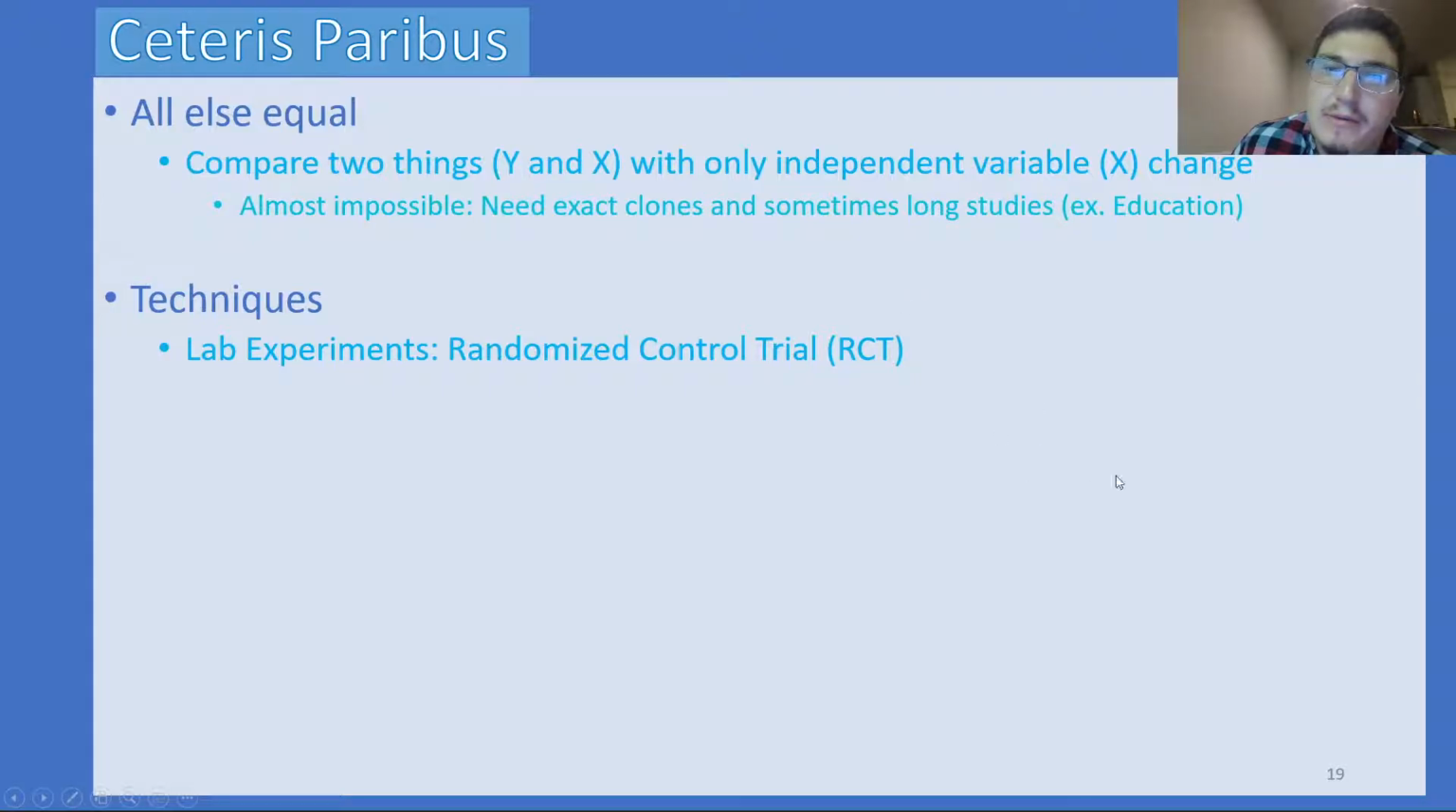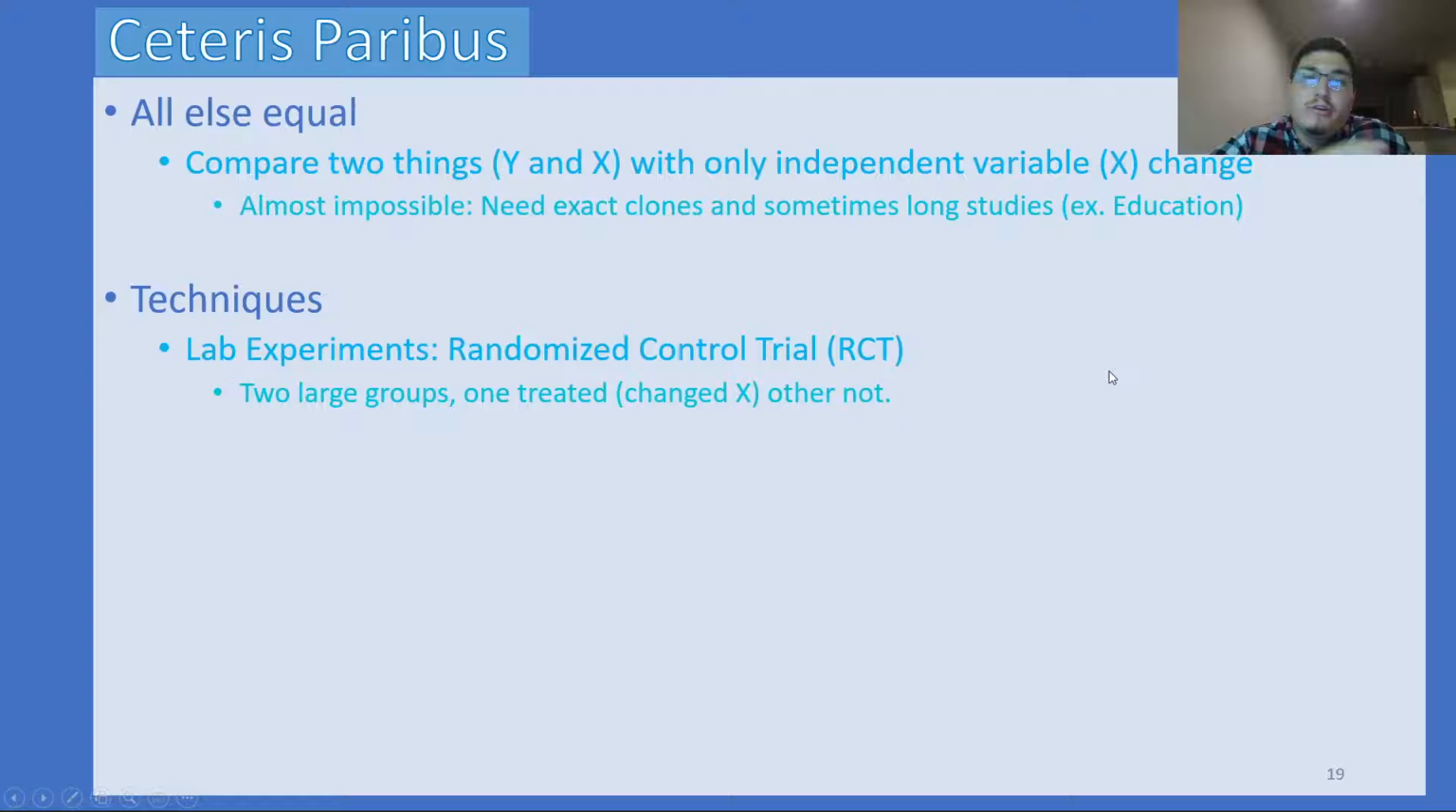The first is going to be lab experiments. You usually do a randomized control trial. You take two large groups. You have one that's treated. You change something, you change the X variable. You give them some drug, and the other you don't change a thing, although you do give them a placebo because you don't want the placebo effect to run havoc on your experiment.